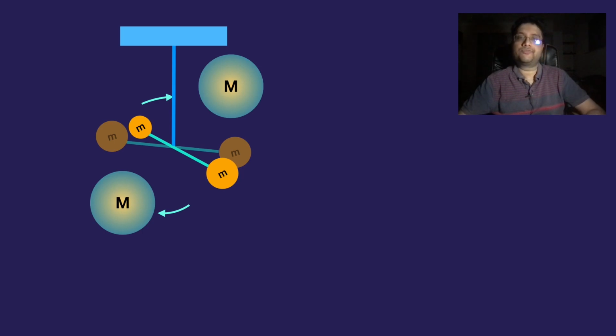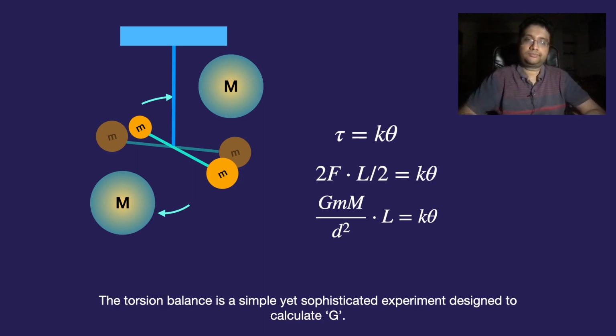The equipment consists of a horizontal bar, as shown in the figure, that has two identical masses attached to either end. This bar is suspended horizontally from a wire and it is in the equilibrium position originally. Now two identical but heavier masses are brought close to the original light masses. The gravity between the smaller lighter masses m and the heavier masses M on either side causes the bar to deflect through a very small angle, and using the torque equation we can calculate G. G turns out to be 6.67 into 10 to the power of minus 11.